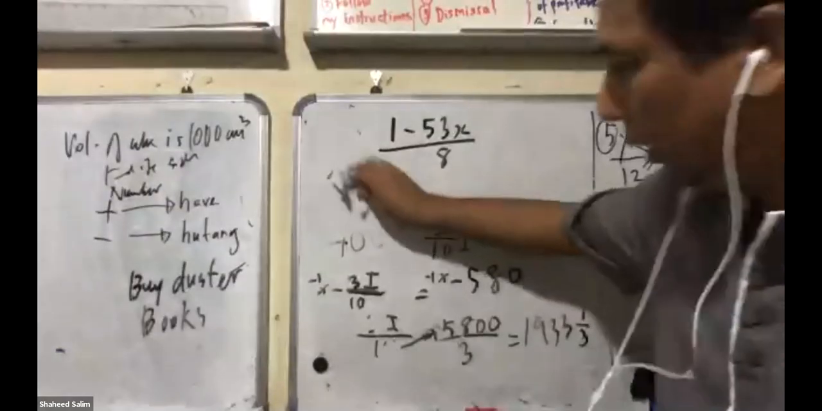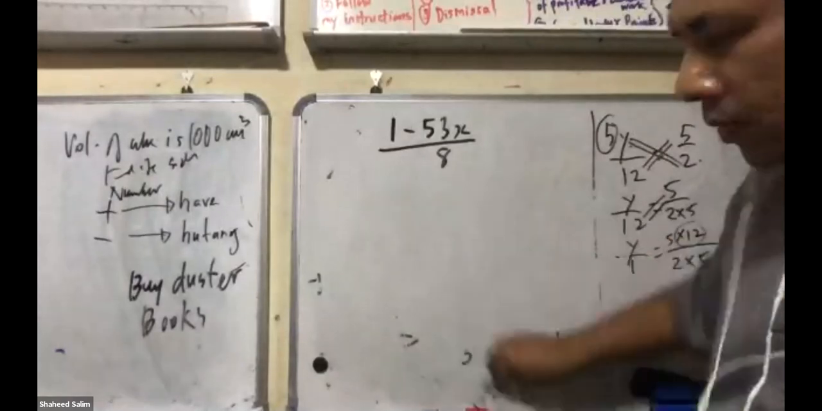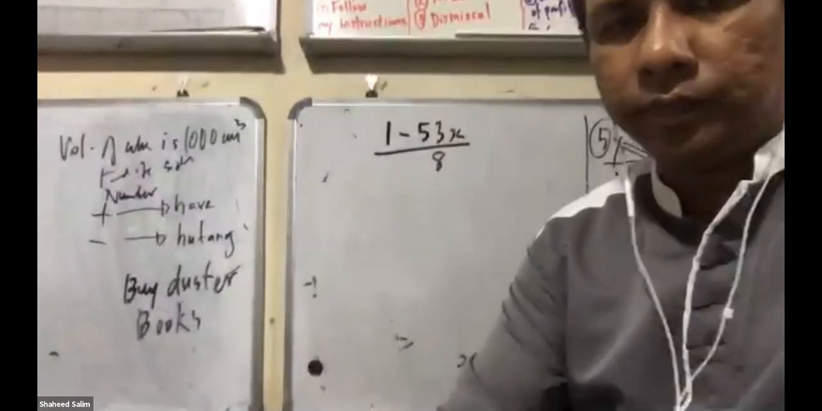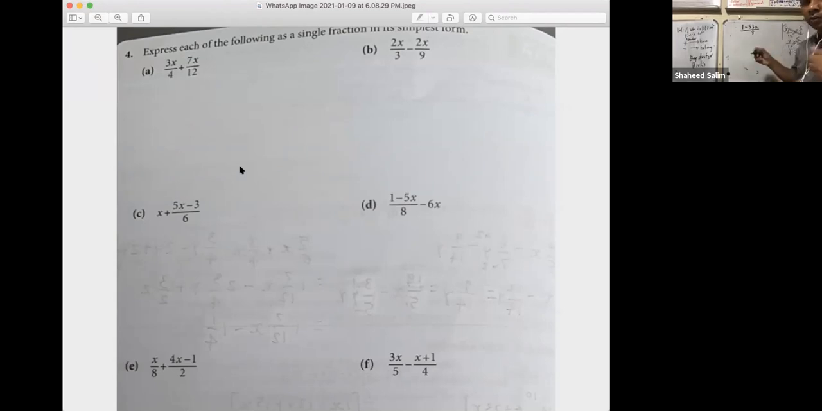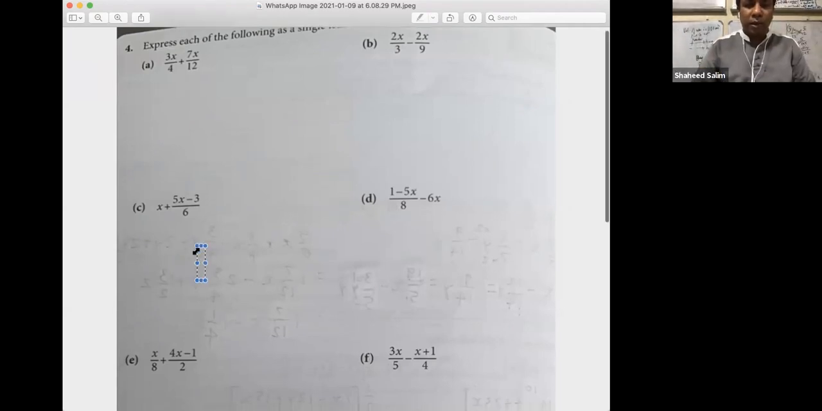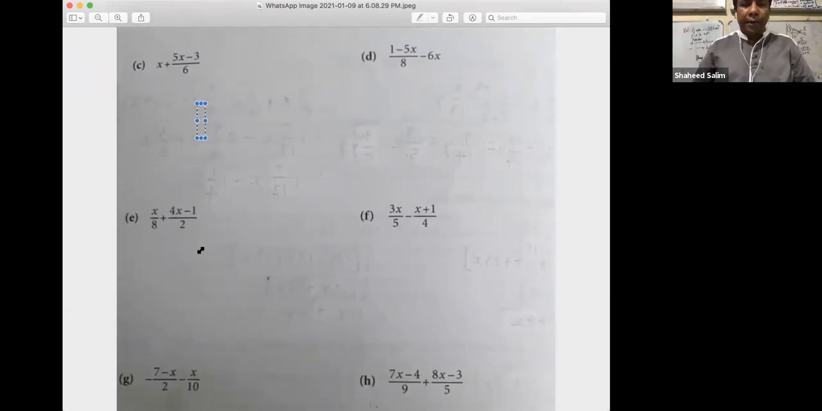Okay, let's check. So let's see. Now down here you have 1 minus 5x over 8. So you have 6 over 1 over 8, now times 8, 48x. Okay, yes. Congratulations, miss. Well done. We will move on now to the next question. Can we try question number F? Question F.